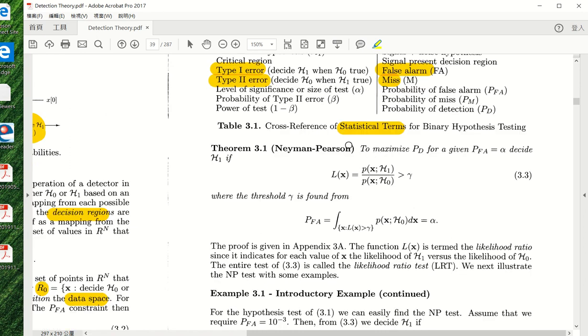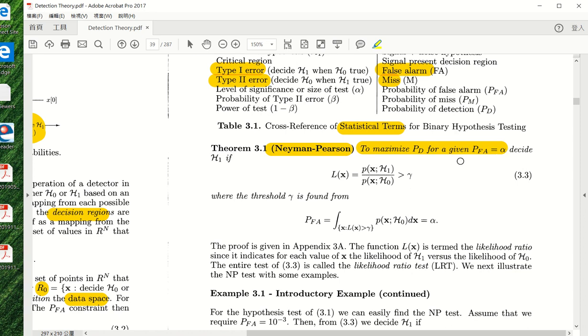So now we formally define the Neyman-Pearson. This is the formal definition. So we maximize PD for a given PFA. We are given a PFA. So that simple sentence would define this Neyman-Pearson criterion. Then all the rest is mathematics. Mathematics as a tool to achieve our engineering goal.